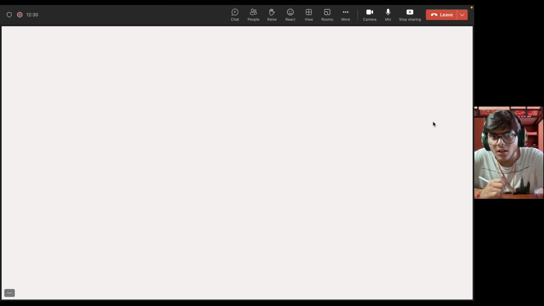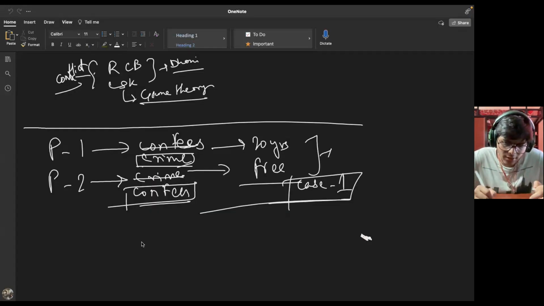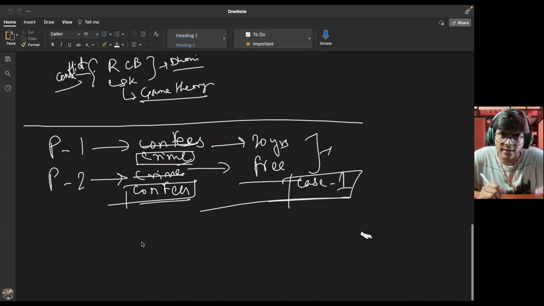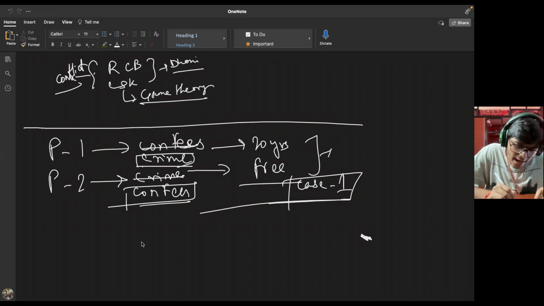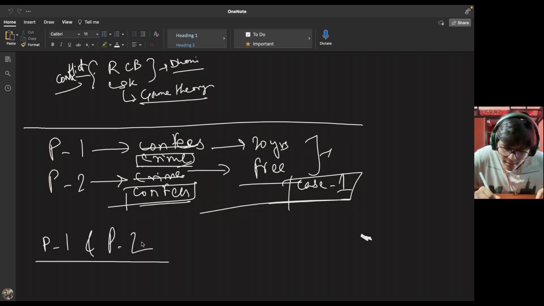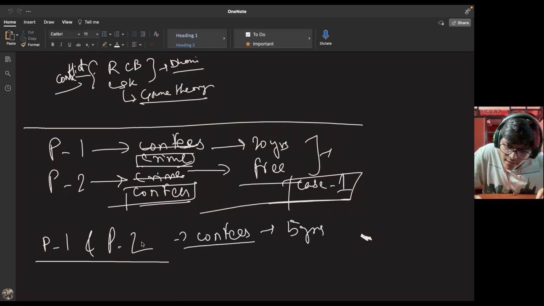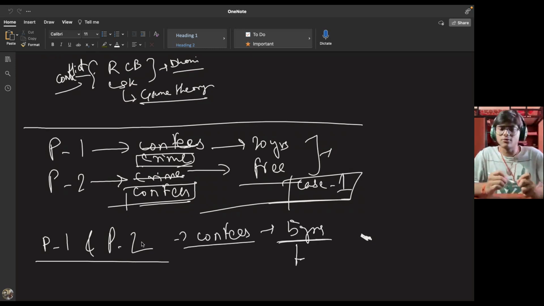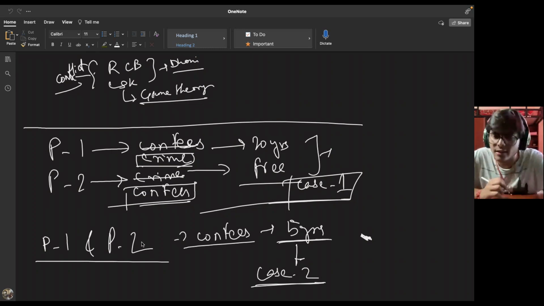Now, the next case, case B. If both of you confess, you will still be found guilty, but only sentenced to 5 years in jail. So this case says that if P1 and P2 both confess, then both of them will be in jail for 5 years. This is case 2, that is case B according to the diagram, right? Yeah, I hope you understood. Great.